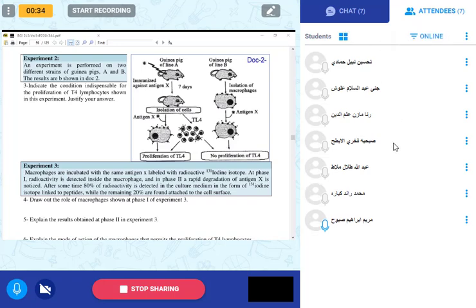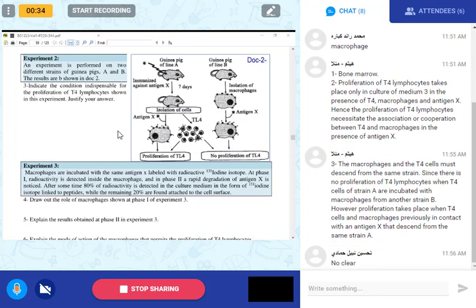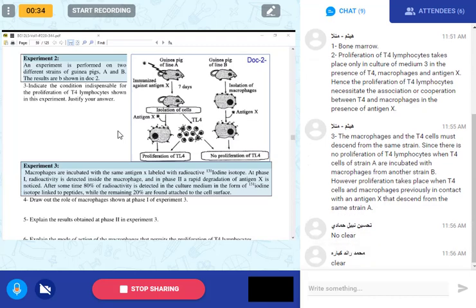Okay. For the others, is it clear? Any question? In order for the process of recognition to happen between the macrophage and T4 for this antigen, both of them should be taken from the same cell or from the same body, from the same strain, in order to have the same receptor, so we can put them together. Let's look at experiment 3, ya Maryam.